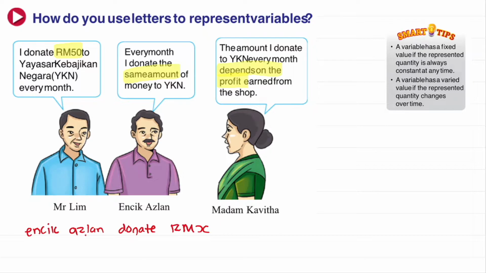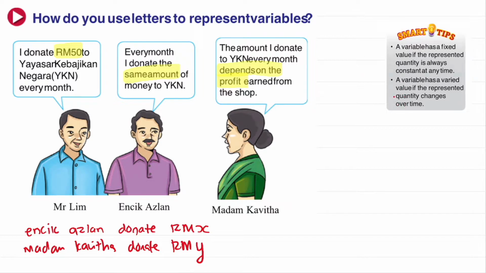Okay. And then same goes for Madam Kavita. So Madam Kavita donate RM. Janganlah pakai yang sama. Kalau sama, kita assume dia derma value yang sama. So we use a different letter. Let's say Y. Okay. So X dengan Y ni lah yang kita panggil dia sebagai variable. Okay. So a variable has a fixed value if the represented quantity is always constant at any time. And a variable has a varied value if the represented quantity changes over time.